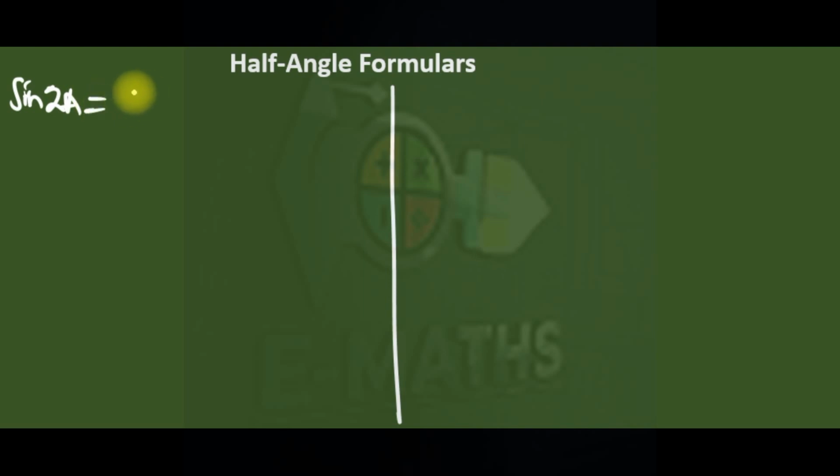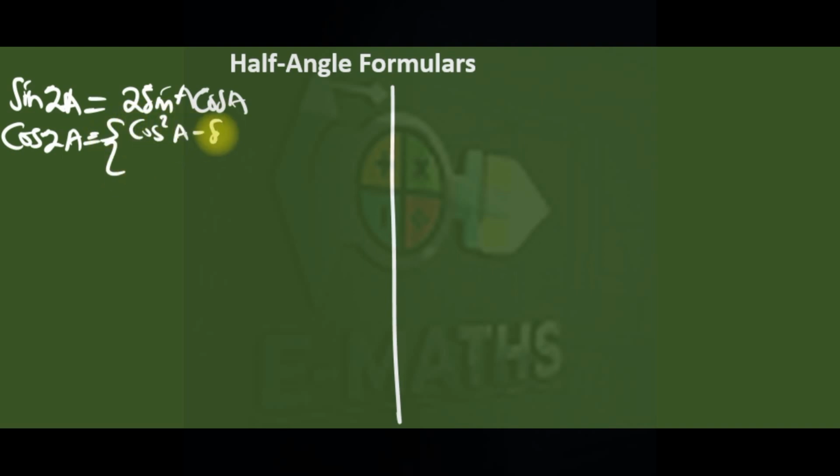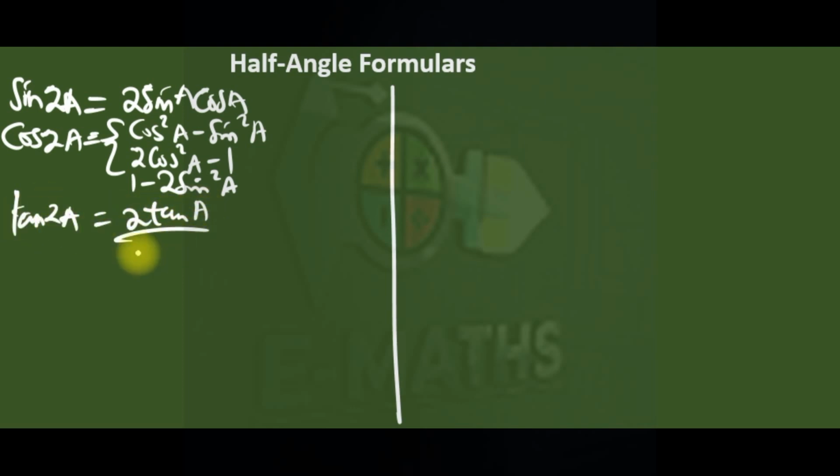2a is 2 sine a cos a, and cos 2a has three formulas: either cos squared a minus sine squared a, or 2 cos squared a minus 1, or 1 minus 2 sine squared a. And tan 2a is 2 tan a over 1 minus tan squared a. So these are double angle formulas.